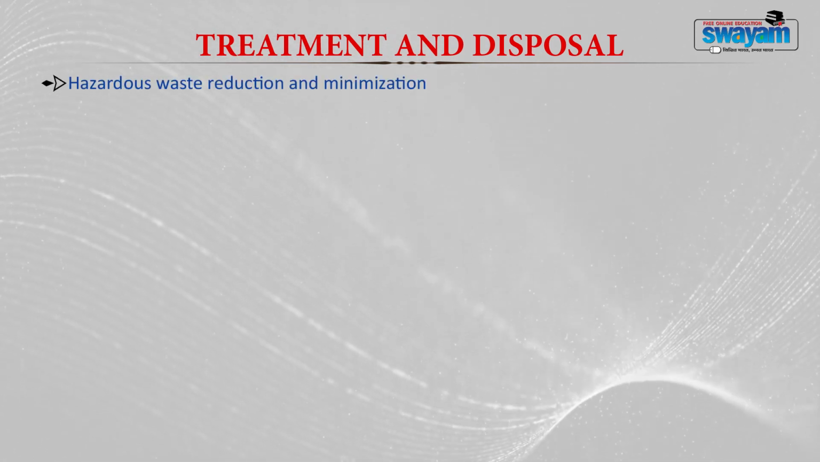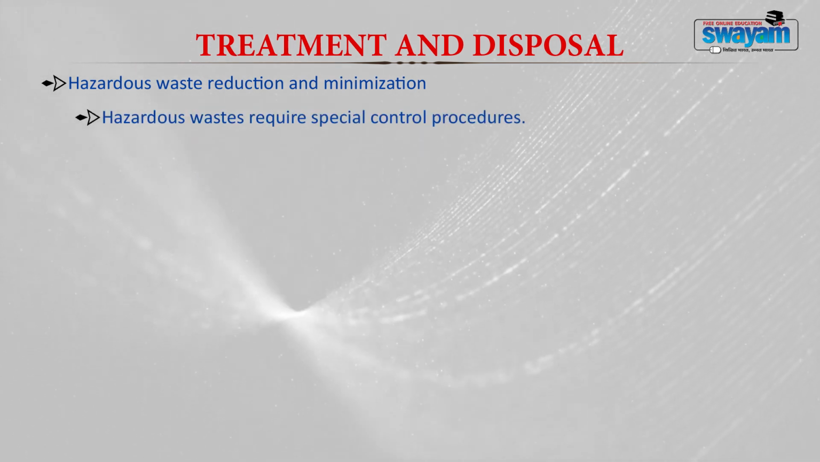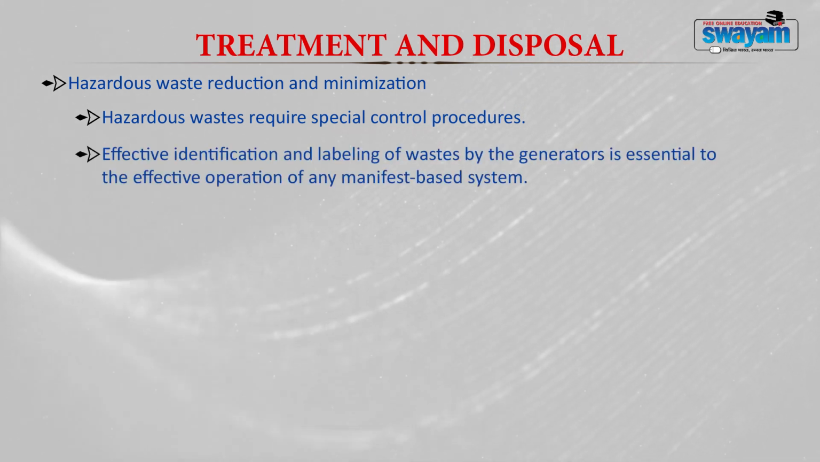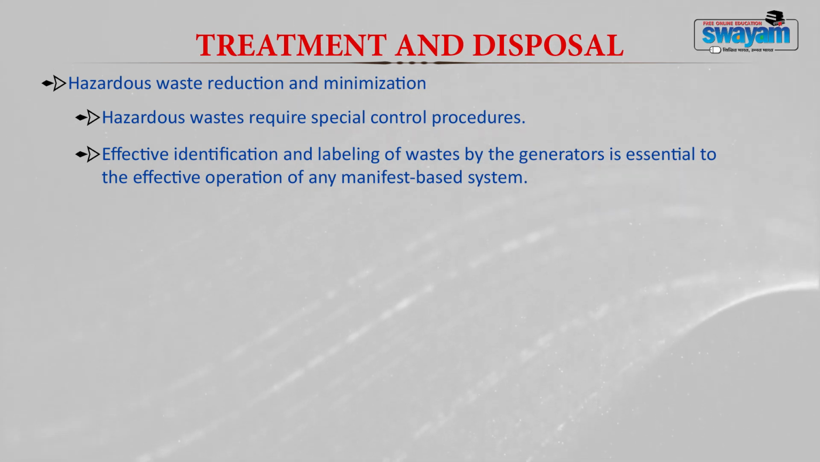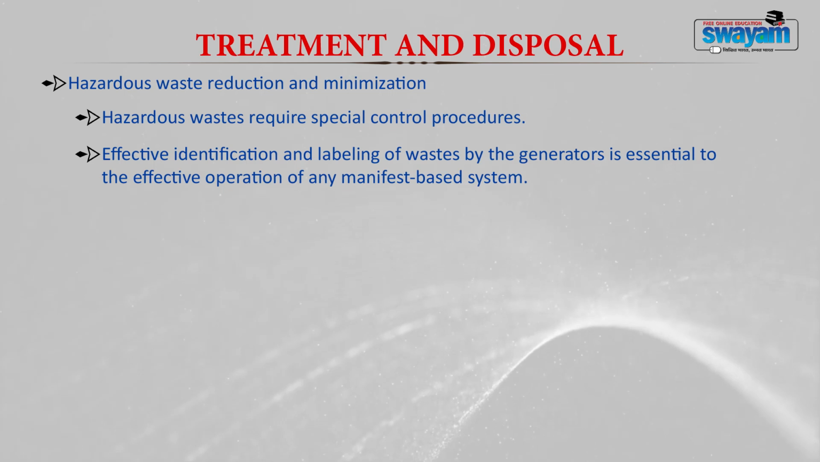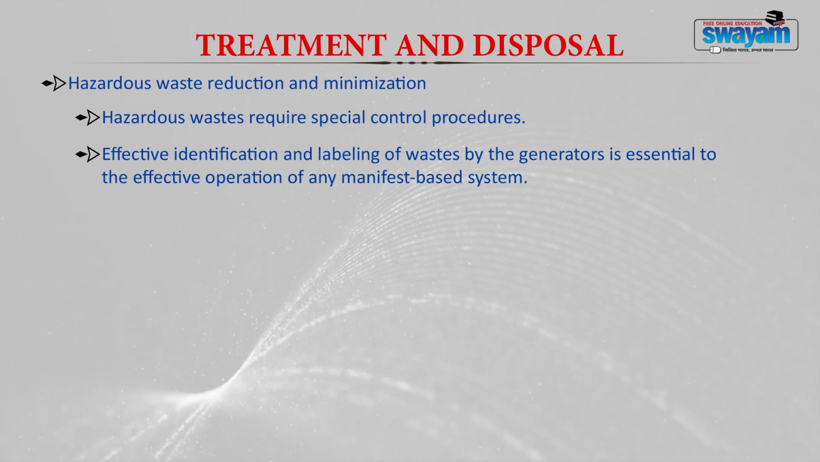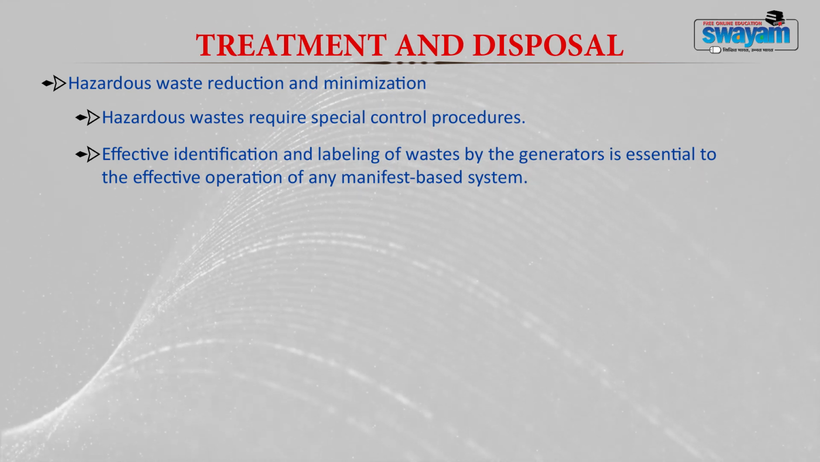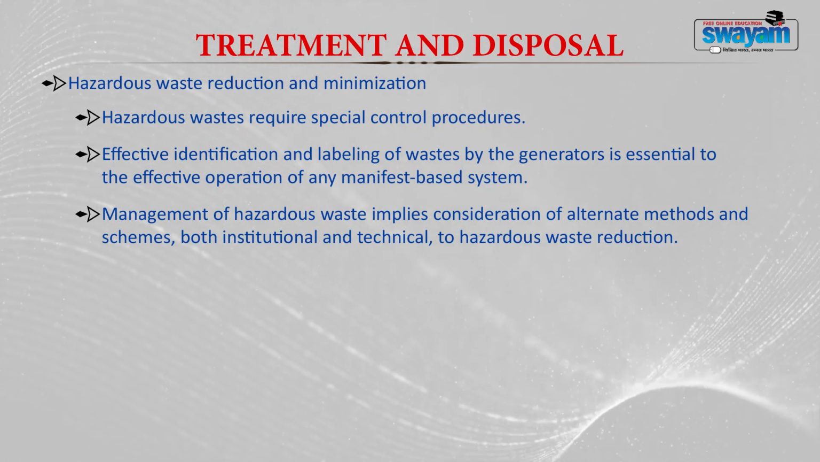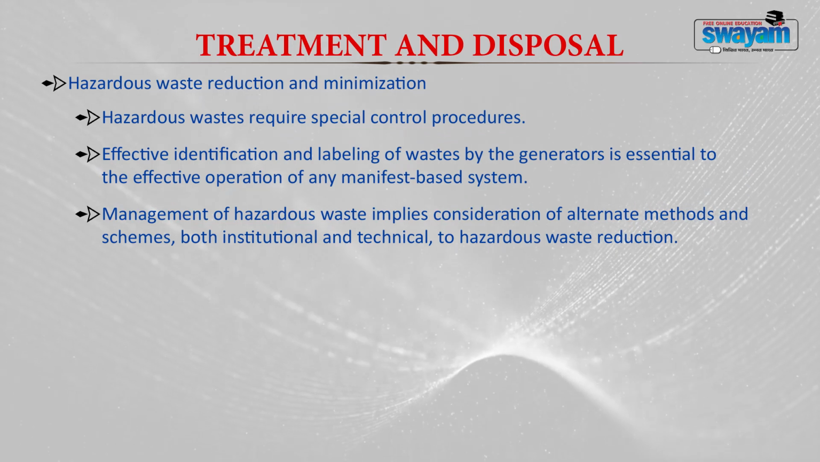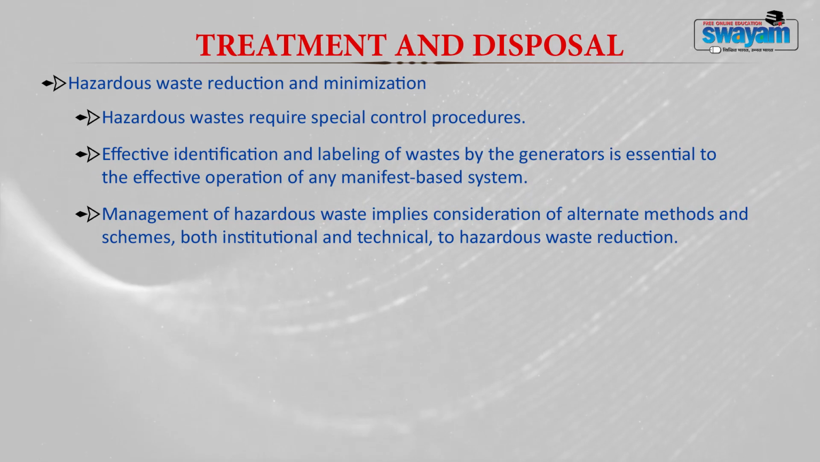Now, hazardous waste reduction and minimization. Hazardous waste requires certain special control procedures. You need to have an effective identification and labeling of waste, which, if it is done by the generator, will make it very easy for us to abide by the manifest based system. The management of hazardous waste generally implies certain considerations for alternate methods and schemes, both institutional and technical, for hazardous waste reduction.